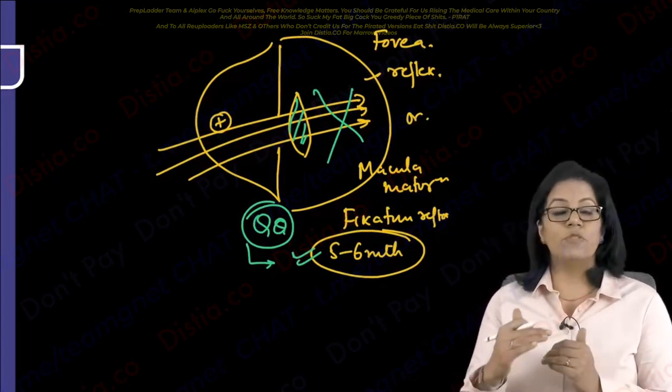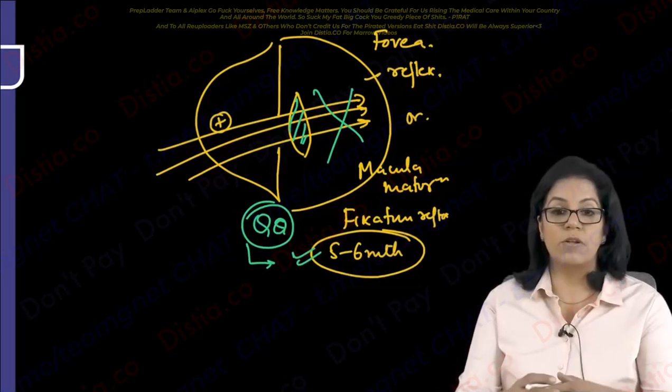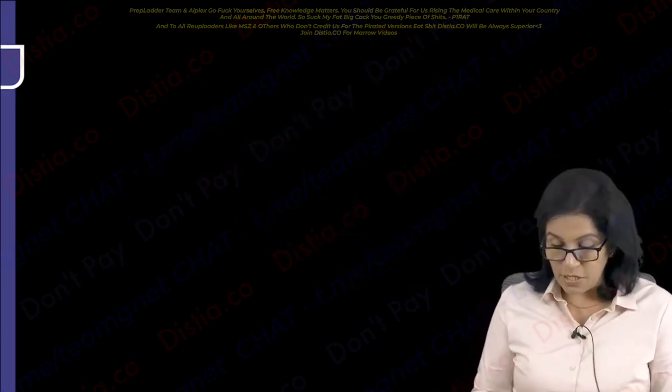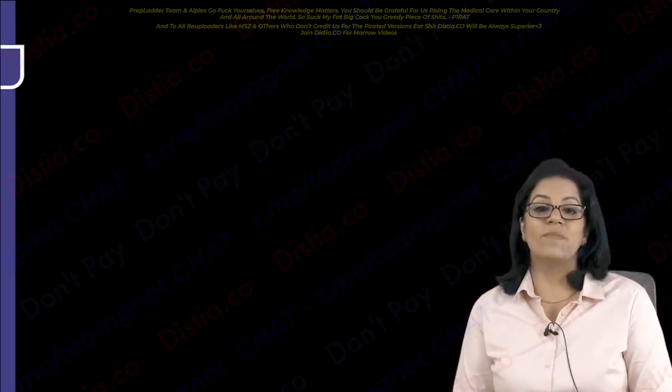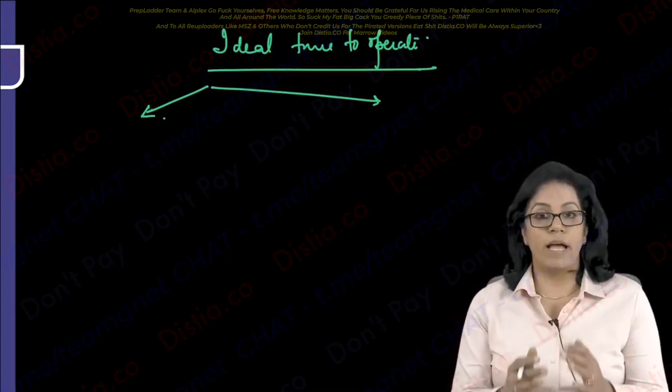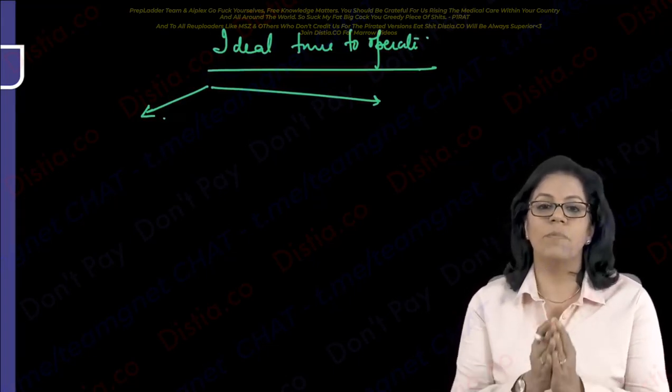Got it? And when should you operate? Of course, the answer is as soon as feasible or as soon as possible. But it should not be before 1 month. We avoid doing any surgery till 1 month. So the ideal time to operate is as soon as feasible, but not before 1 month.